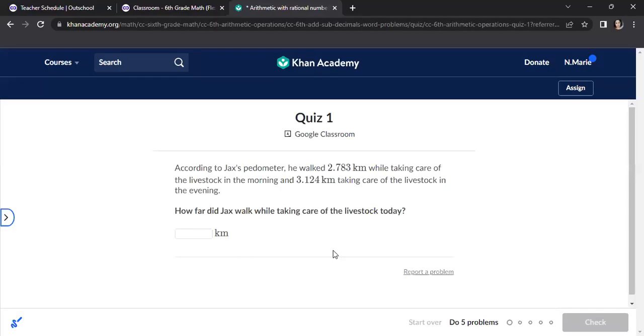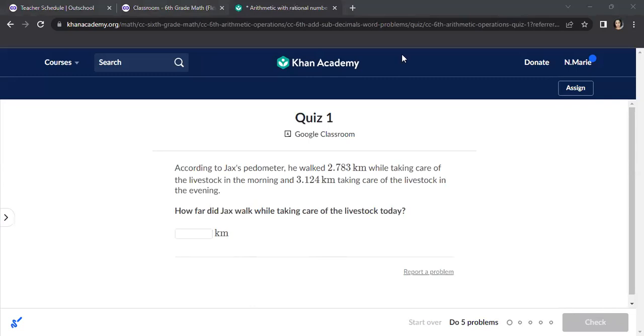Okay, so now let's go in Khan Academy and practice a little here. According to Jack's pedometer, he walked 2.783 kilometers while taking care of the livestock in the morning and 3.124 kilometers taking care of the livestock in the evening. How far did he walk taking care of the livestock today? Okay, we know we're going to add.